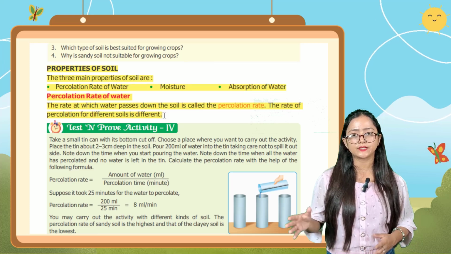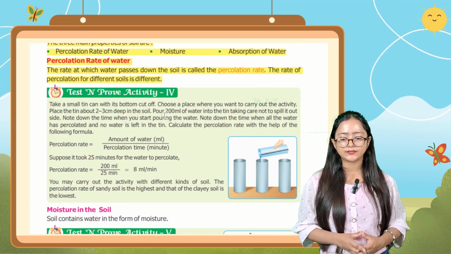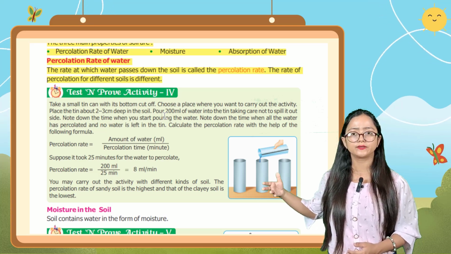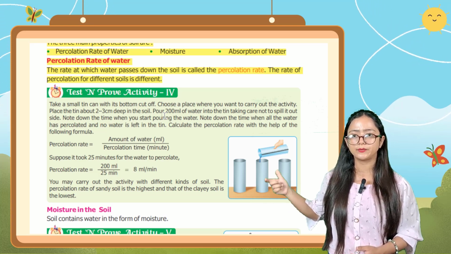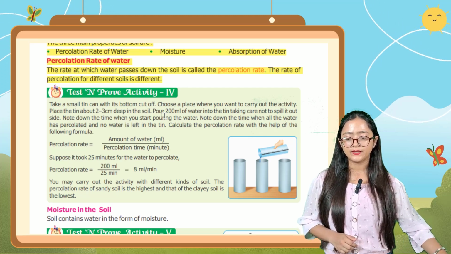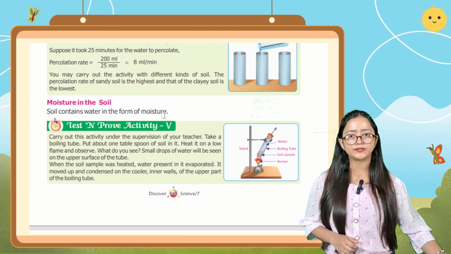Here is an activity, test and prove activity fourth, and this also you have to perform on your own. By doing it you can see the percolation rate of water. And next one is moisture in the soil.